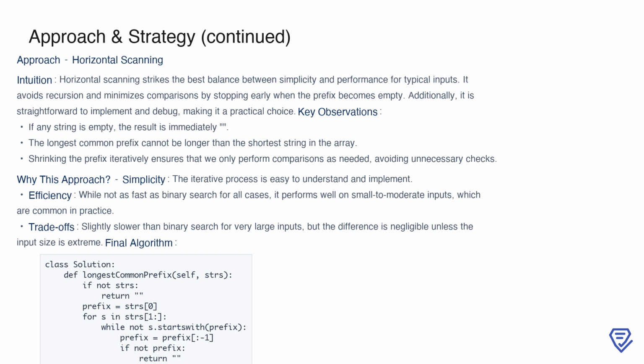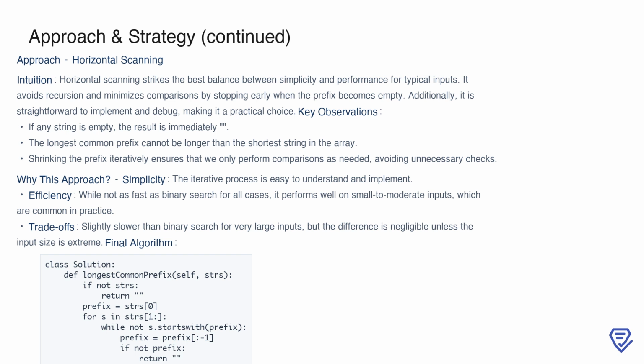This method avoids the complexities of recursion and minimizes comparisons by stopping early when the prefix becomes empty. Some key observations make this approach particularly effective. First, if any string in the array is empty, the result is immediately an empty string. Second, the longest common prefix cannot exceed the length of the shortest string in the array. Finally, by iteratively shrinking the prefix, we ensure that we only perform the necessary comparisons, avoiding redundant checks.